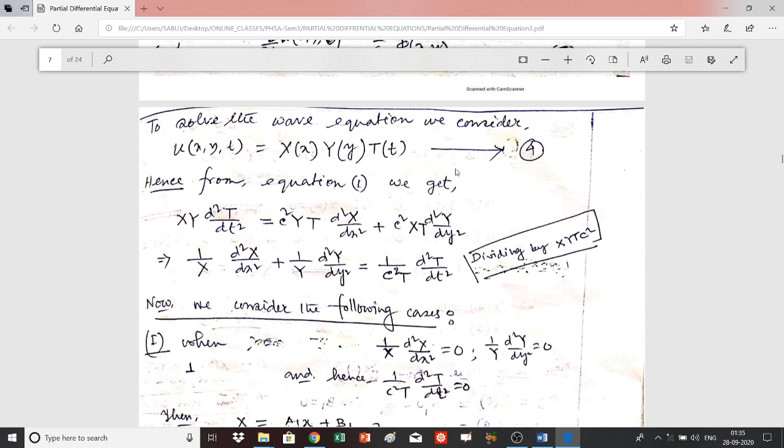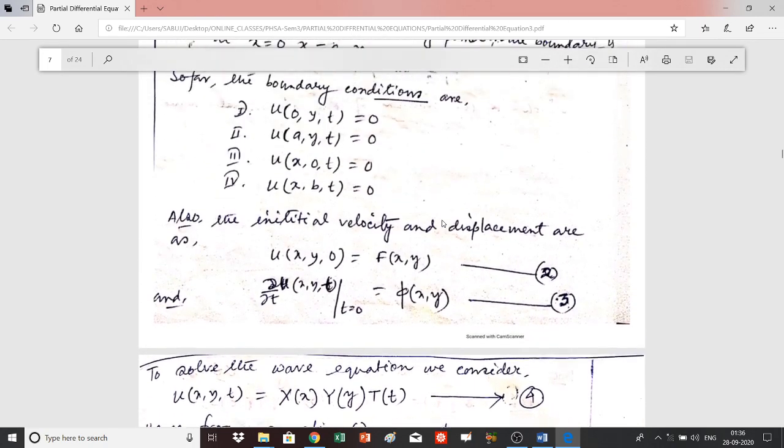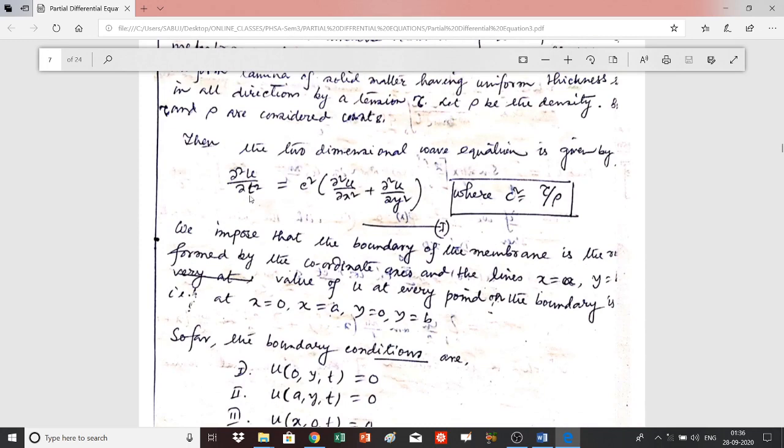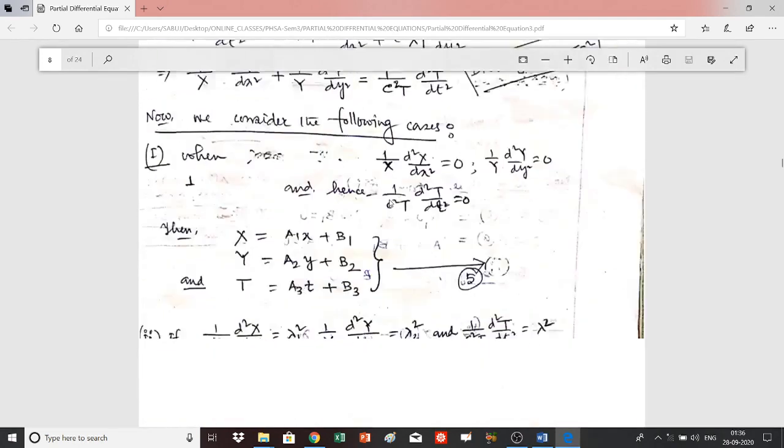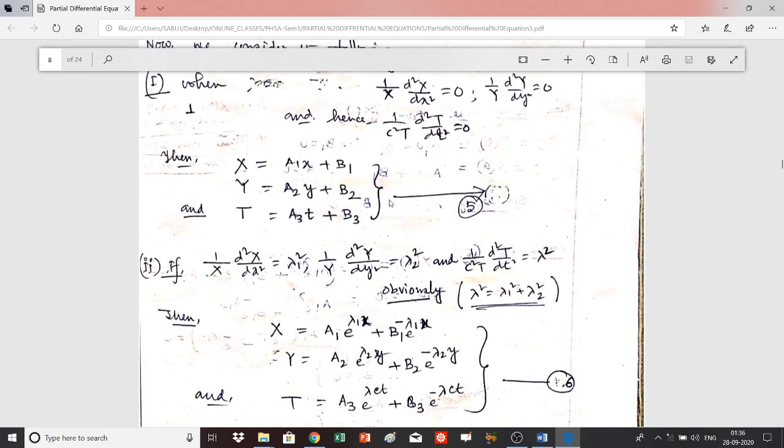Now from equation number 1, that is ∂²u/∂t² equal to c² (∂²u/∂x² plus ∂²u/∂y²), we substitute the values of ∂²u/∂t², ∂²u/∂x², and ∂²u/∂y² in this equation. That will give you this.